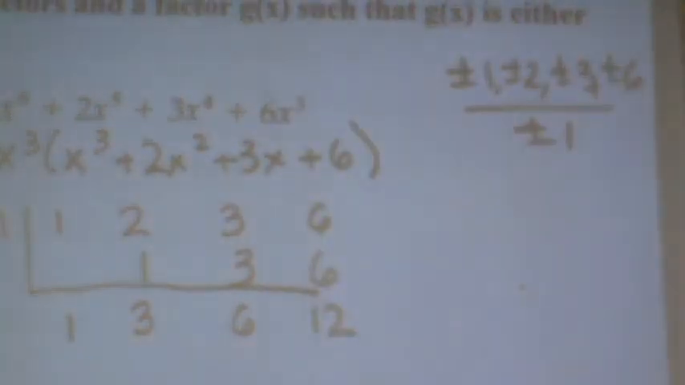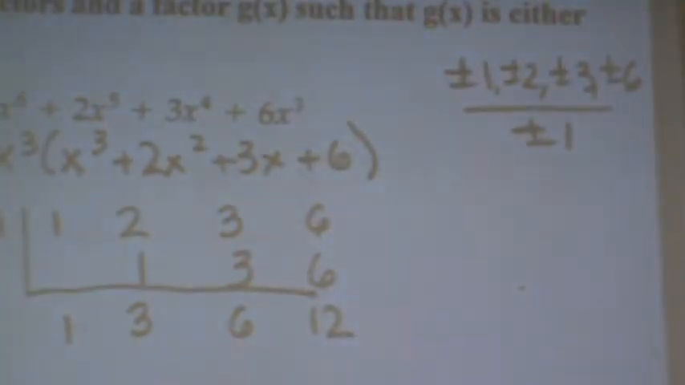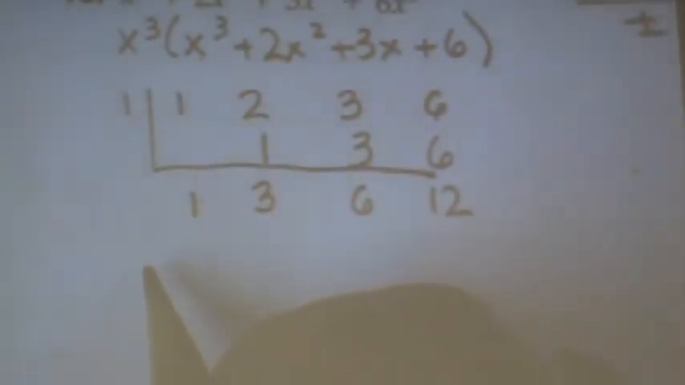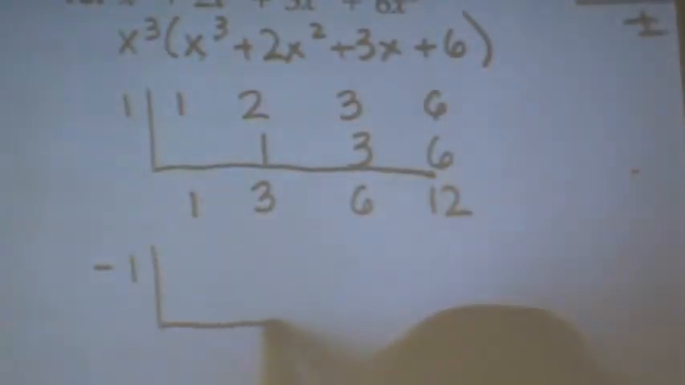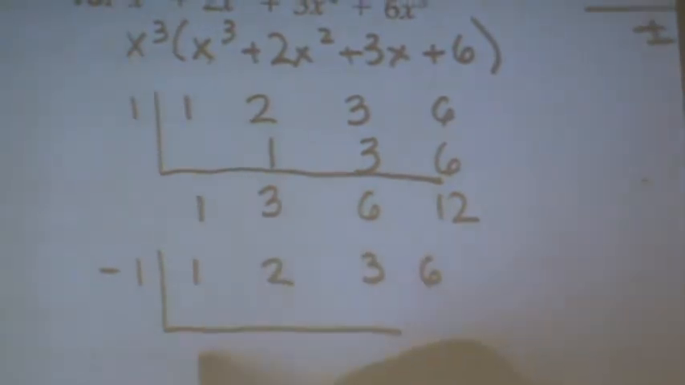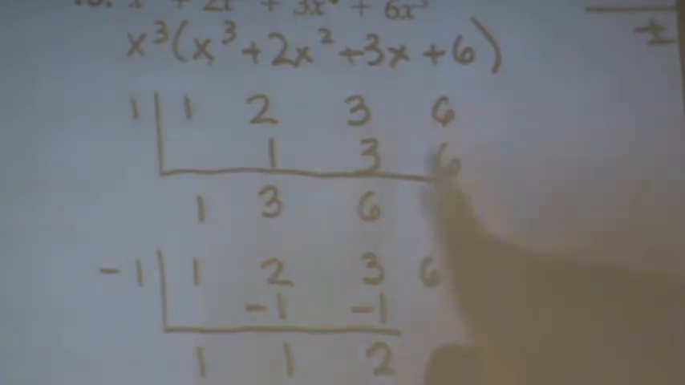You're going to go the other way, like trying negative 1. Let's try negative 1. 1, 2, 3, and 6. So bring down the 1. You get negative 1. Add, multiply, add, and you're not going to get 0. So again, we have all positive. This is not an upper bound because it's negative. So you're going to have negative 2 here, and you get 4. So you don't have anything yet.